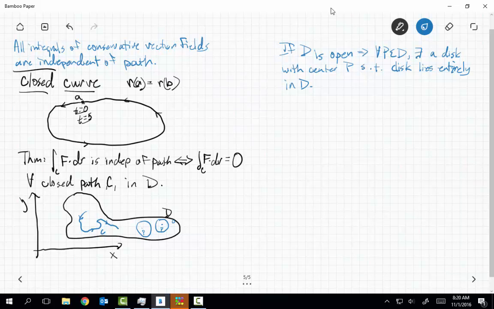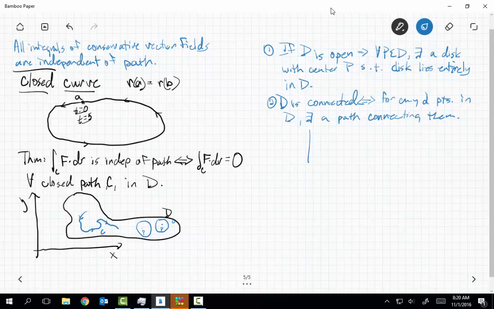All right, let's talk about connected. D is connected. You can probably guess what this means. This is if and only if for any two points in D, there exists a path between them, a path connecting them.